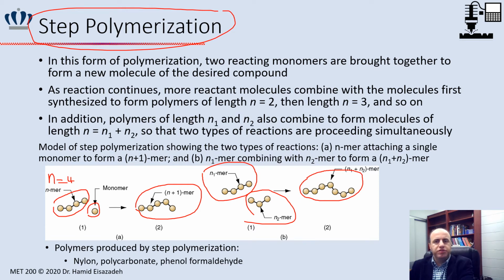And all this process can be proceeding simultaneously. Some of the products of this process are, for example, nylon, which is one material, and polycarbonate, another famous material produced by step polymerization.